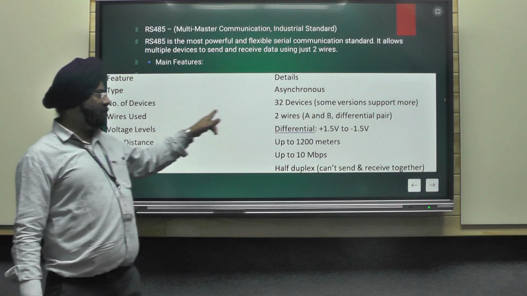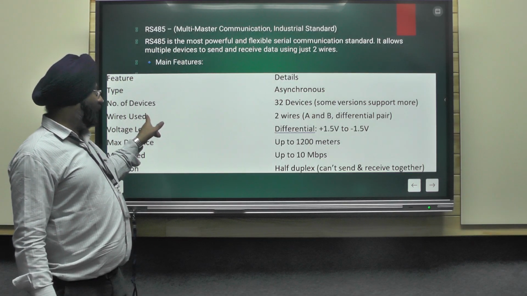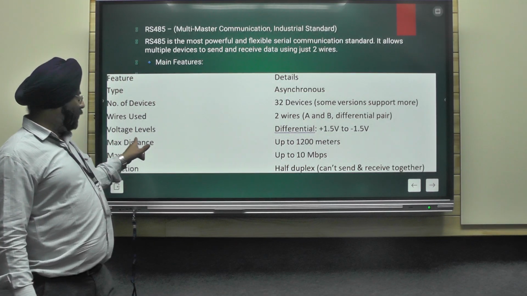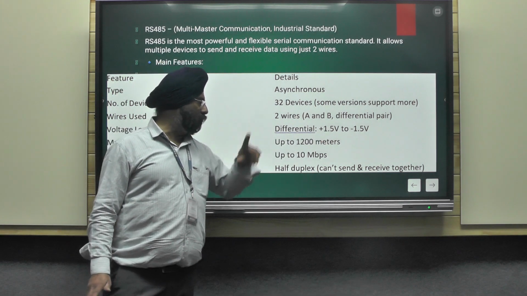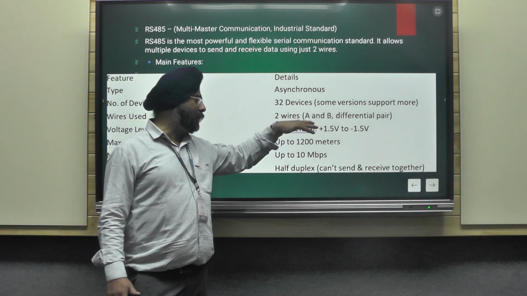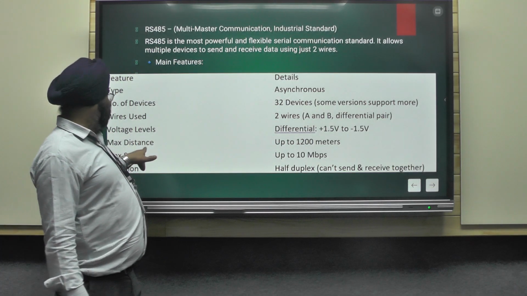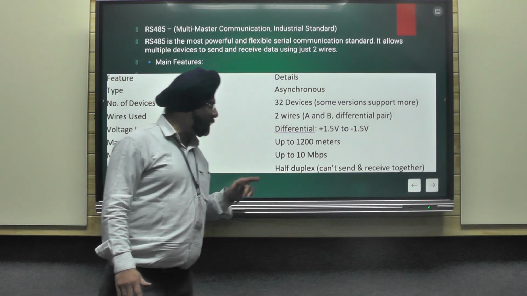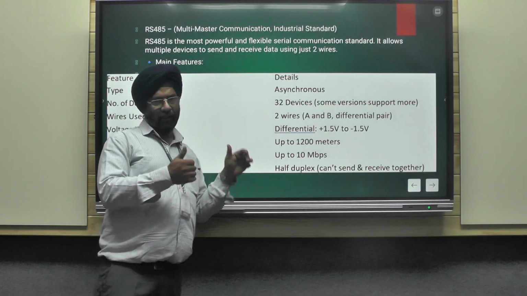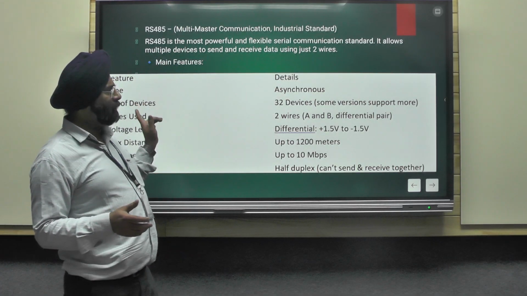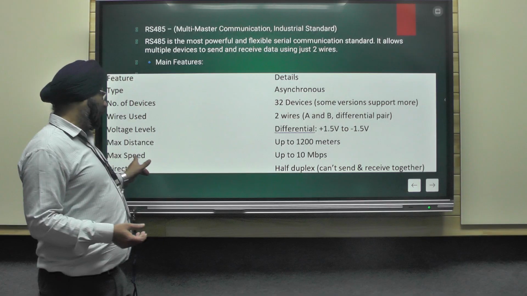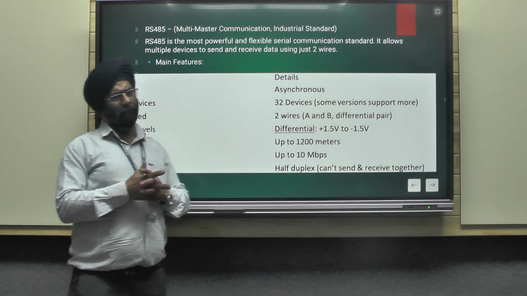So the first one, number of devices, 32 devices. Wires used: 2 wires, A and B, differential pair. Voltage level differential plus 1.5 to minus 1.5. It can control the noise level. It reduces the noise level. Maximum distance, if we compare this term, I think this is almost equal to the second one. But the difference is again there. That can support up to 10 devices, but this can support up to 32 devices. And the maximum speed is up to 10 Mbps.